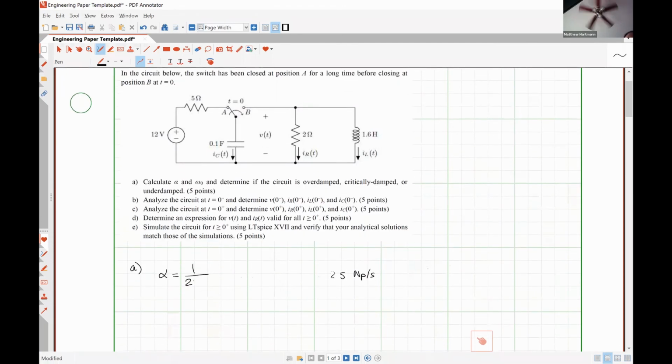And omega naught is 1/√LC. So that's going to be 1.6 henries times 0.1 farads, this whole thing to the -1/2 power. So we're taking the reciprocal and we're square rooting it.